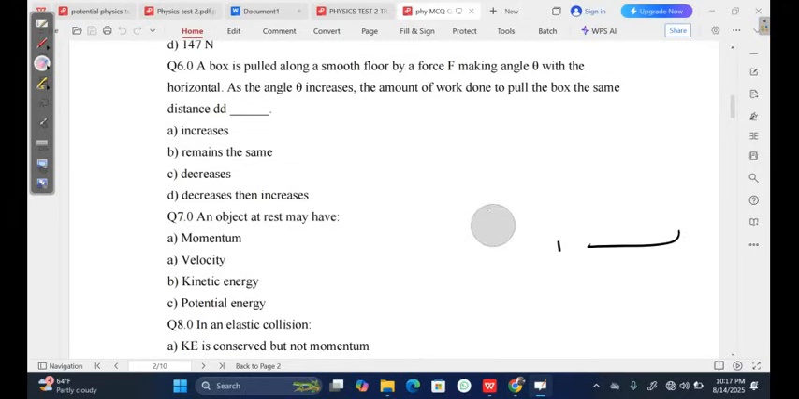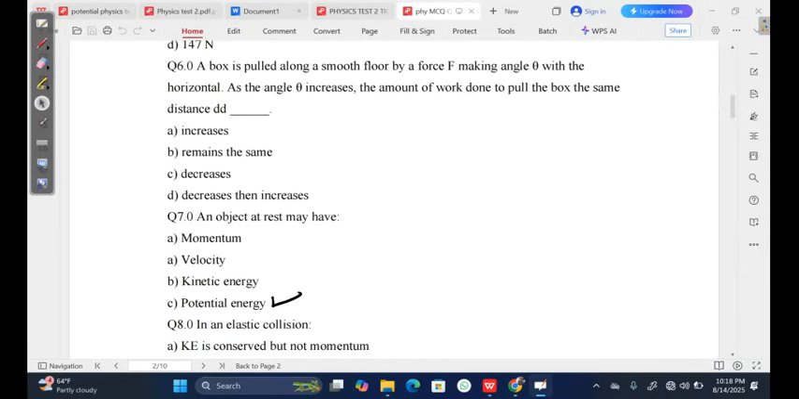Okay, so let's go to question 7. Question 7 is saying an object at rest has... When an object is not moving, you should always know that the object has potential energy. Kinetic energy, no. Momentum, velocity and kinetic energy are only present when an object is moving. But potential energy due to height, where an object is at rest but there is height, then that object has potential energy. So that's the basic idea behind that question.